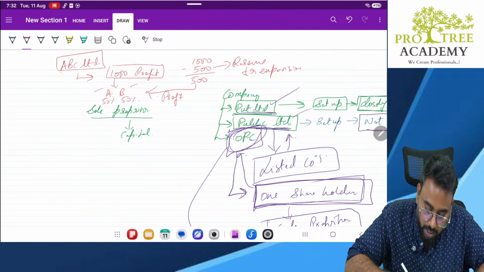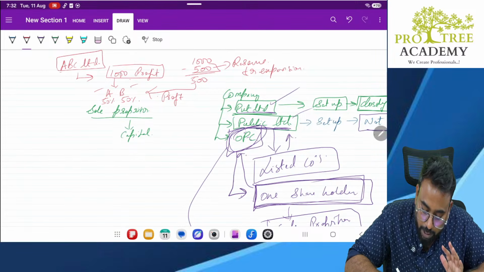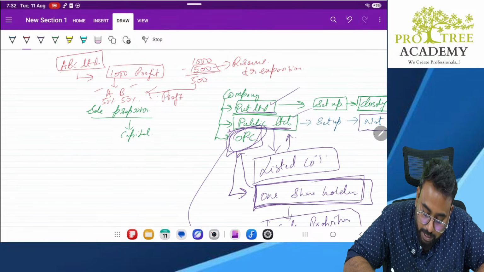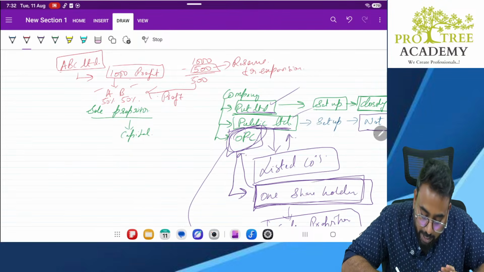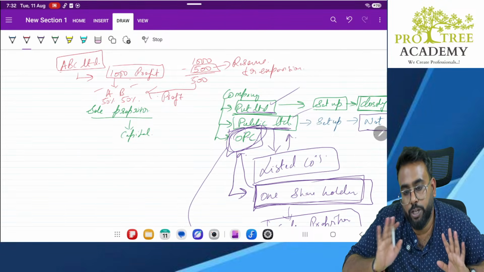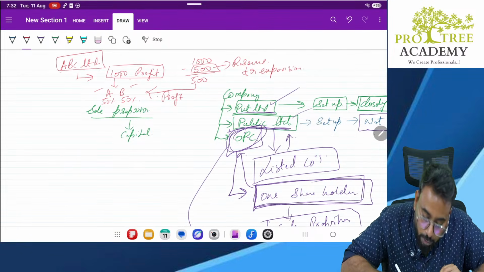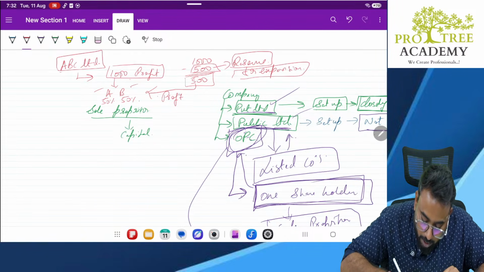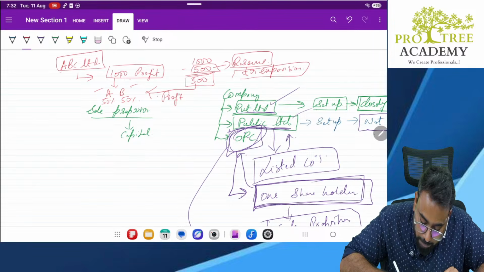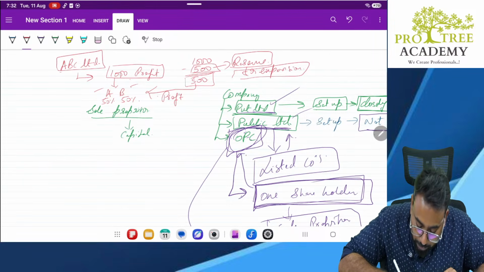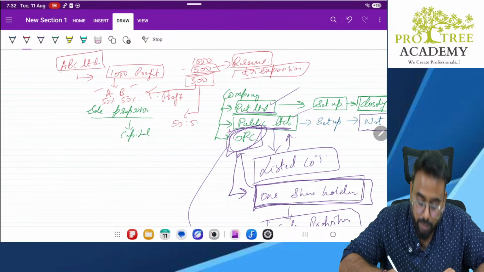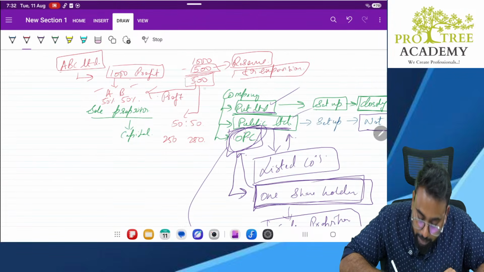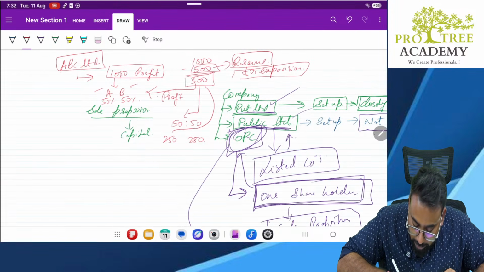The profit which we earned is 1,000 rupees, out of which 500 rupees we want to keep for expansion. When we keep it for expansion, it is called reserves. The remaining 500, I want to distribute to my owners. So you distribute this 500 to owners in the ratio of 50%, 50%. So 250 to A, 250 to B. This profit which is distributed to A and B is called dividend.